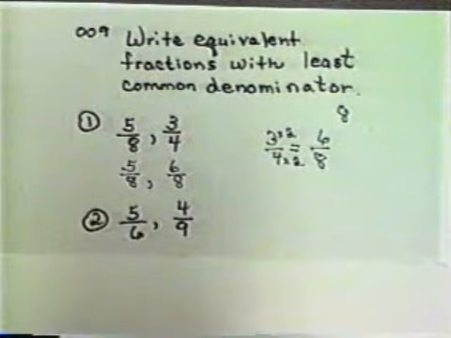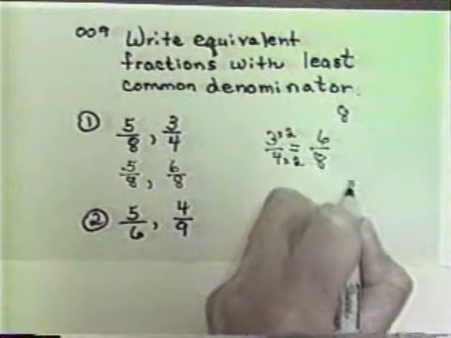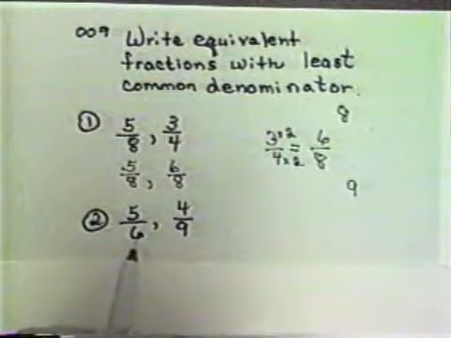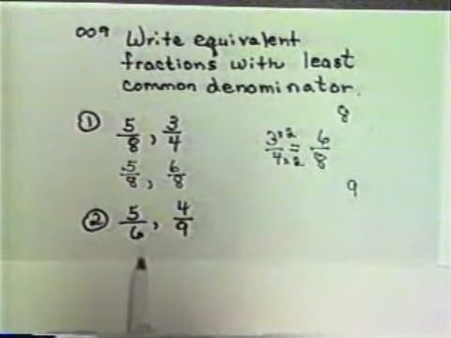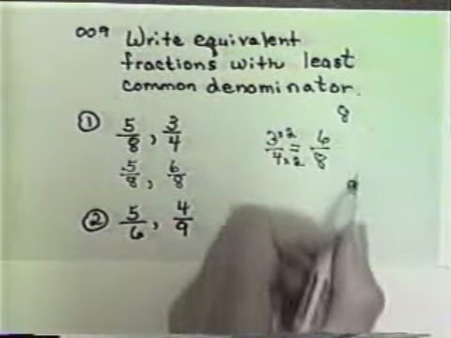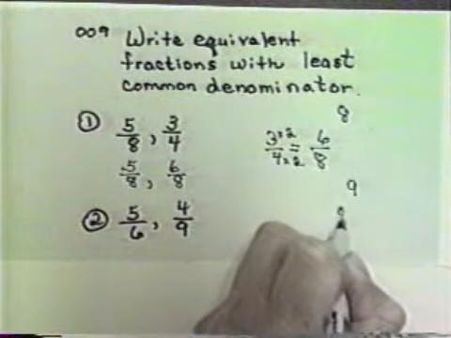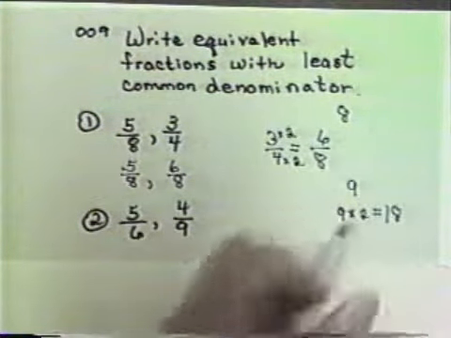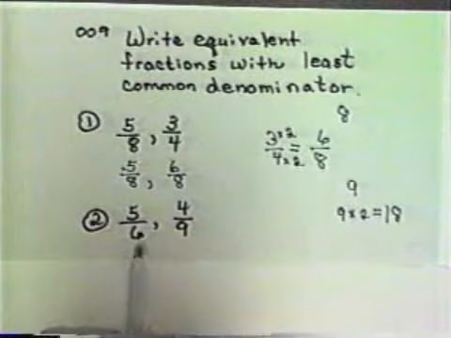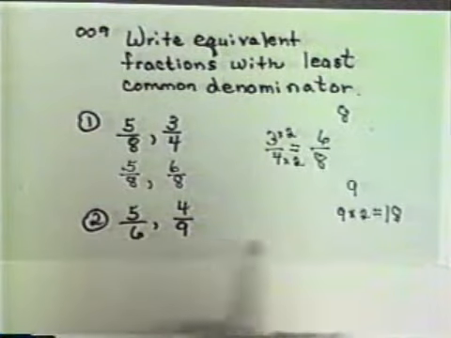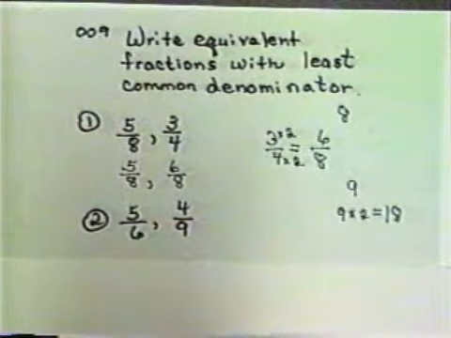Let's look at another example. 5/6 and 4/9. So if we take the biggest denominator, 9, and decide if we can turn the 6 into a 9. Well, since 6 won't go into 9, we can't turn the 6 into 9. So we start taking multiples of 9. Let's try 9 times 2. That gives us 18. And we see if we can turn 6 into an 18 by multiplying it by something. Since 6 will go into 18 3 times, we could do that.